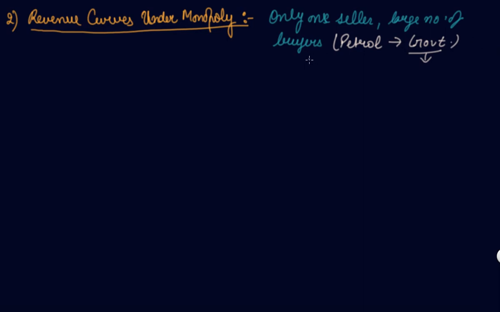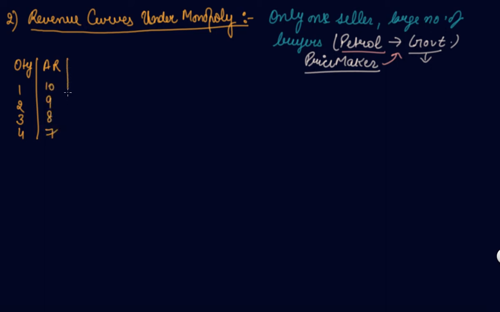So in this, the firm is a price maker. They make the price. It is at the wish of the government, who decides the price of petrol. So, revenue curves under monopoly. Let's again take this is your price: 10, 9, 8, 7. In order to sell more in monopoly, the firm has to reduce the prices, then only they will sell more.